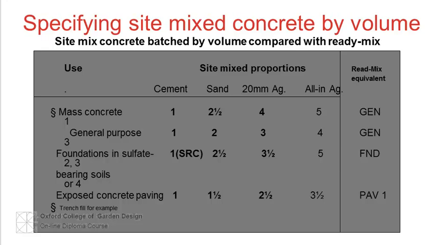Dry lean mix is a term used to refer to a mix of about 1 to 15 or 1 to 18 cement to aggregate proportion, which is mixed with a minimum of water. It is used as a base for bitumen macadam and is consolidated by rolling, rather like the use of granular fill. It should only be used with the help of specialist advice.